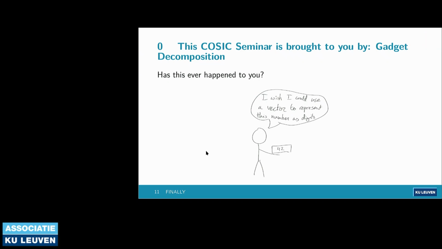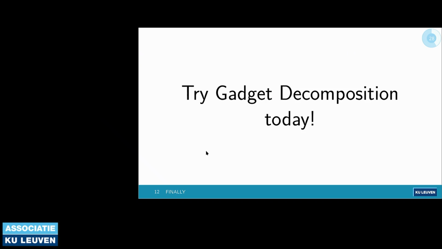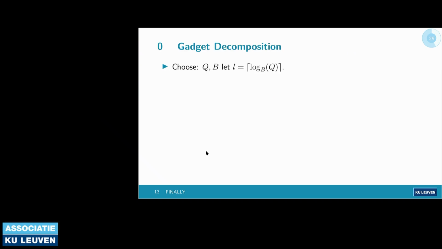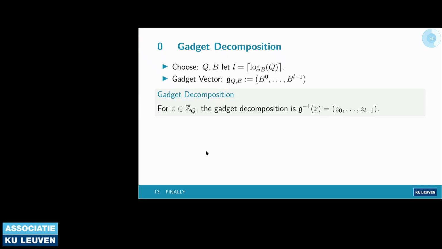Have you ever wanted to just represent a number as a vector with all of its digits in it in proper spaces? Well, now you can. Try gadget decomposition today. You choose two numbers. One of them is your modulus. One of them is your base. You generate some L, which is just the length of the vector we are now generating, and voila, the gadget vector, which is just your base to all of the possible powers. And now you gadget decompose. So you take a number, you multiply this by the inverse of that vector you just generated, and now you have all of the digits of your number neatly arrayed in a vector just for you.